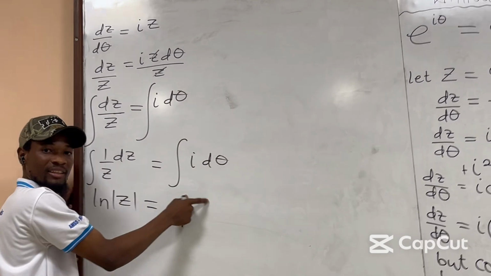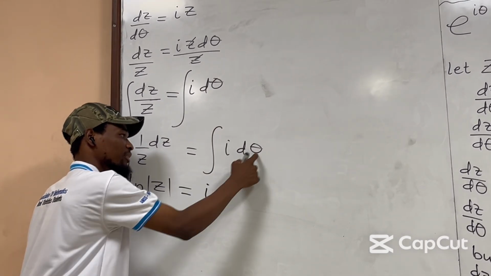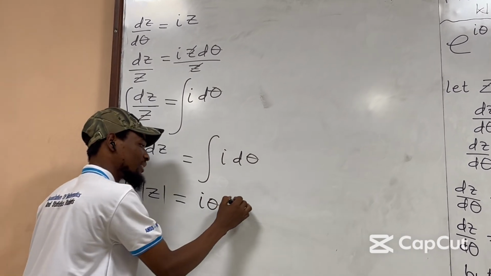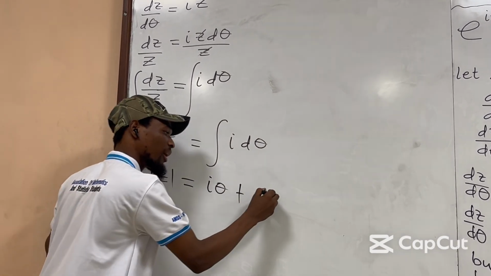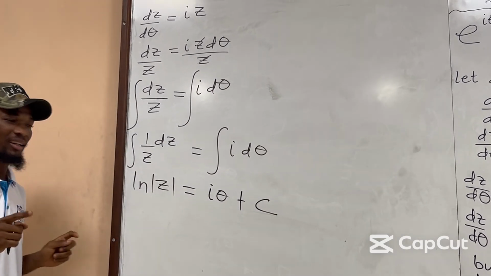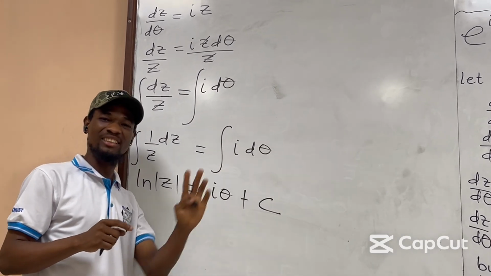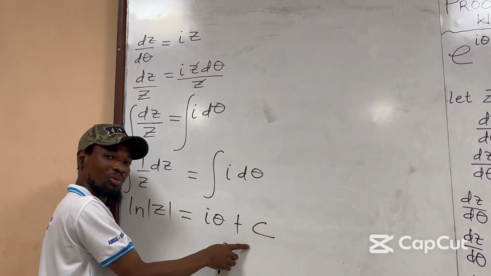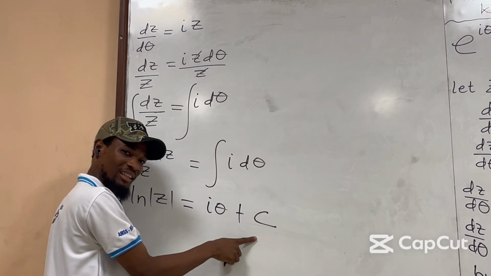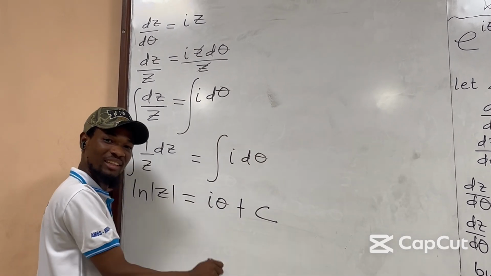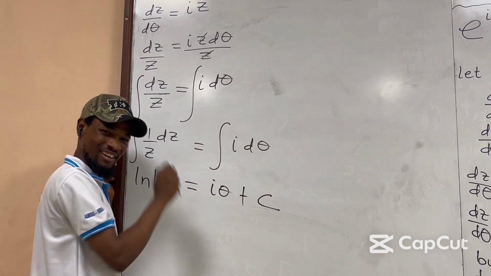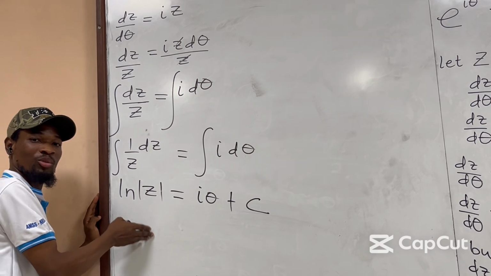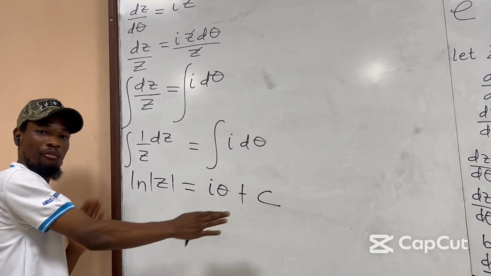Which is equal to, when I integrate this, I have i theta plus my constant c. Remember, this is an indefinite integral, not a definite one, so I have to add an arbitrary constant, which is the constant of integration.